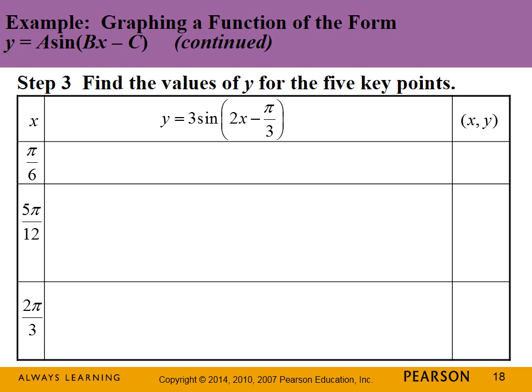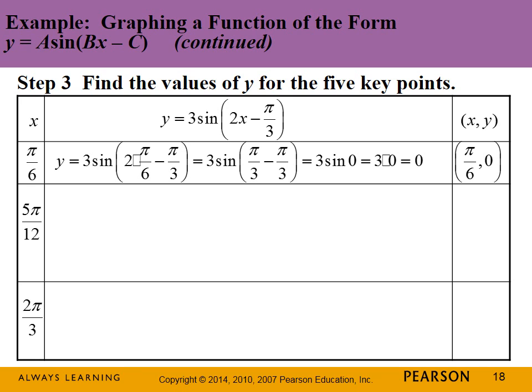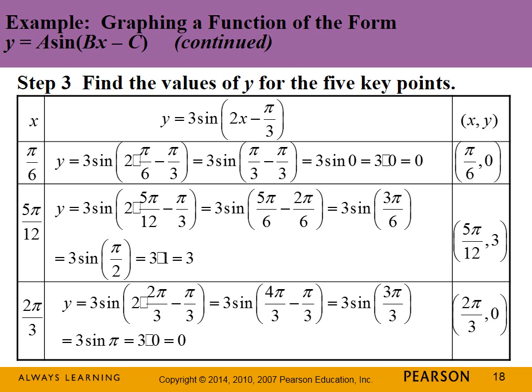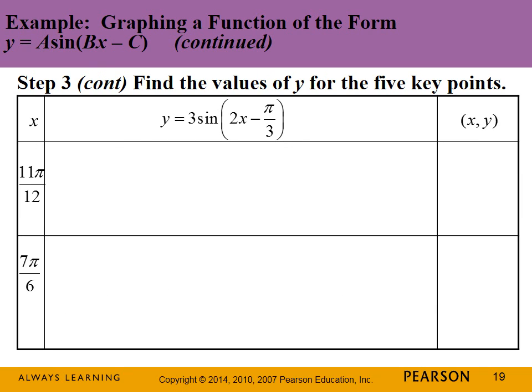So once you've tried that, what you should have, and again, remember that the box means multiplication. That's just a little formatting issue. The 5 points, or at least the first 3 points, are pi over 6, 0, 5 pi over 12, comma 3, 2 pi over 3, comma 0. And then remember, these are the last two x values.